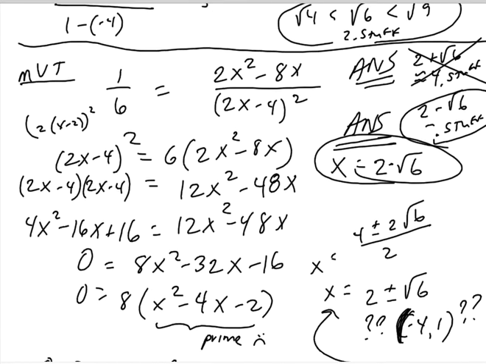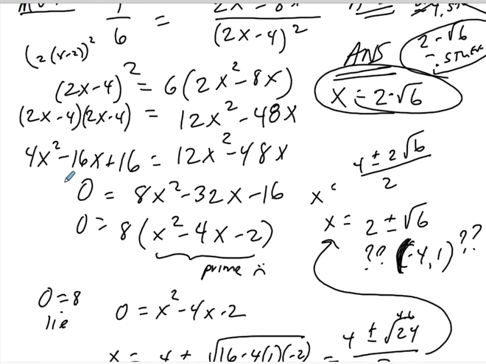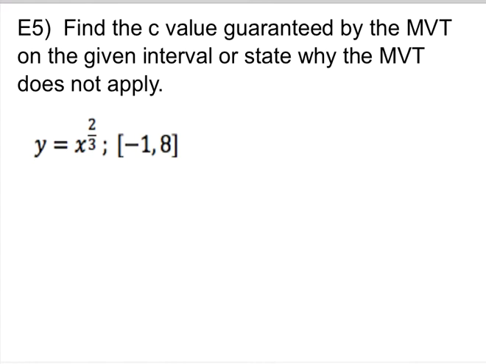And that's tricky when you get something that's a quadratic formula, especially in a non-calculator section, but it can happen, which is why I made examples that involve that. All right. Find the c guaranteed by the mean value theorem, or state why it does not. The mean value theorem doesn't apply.